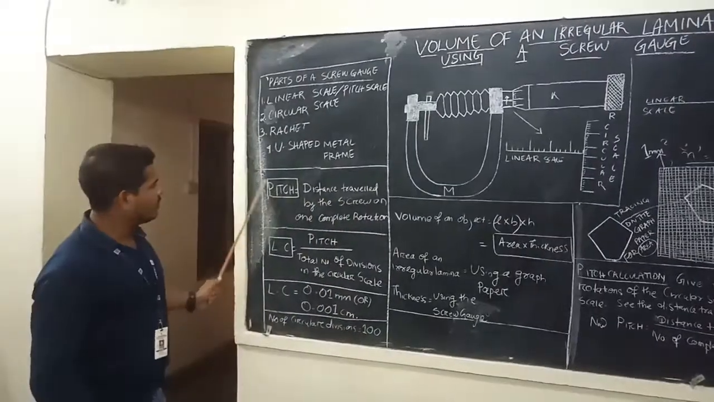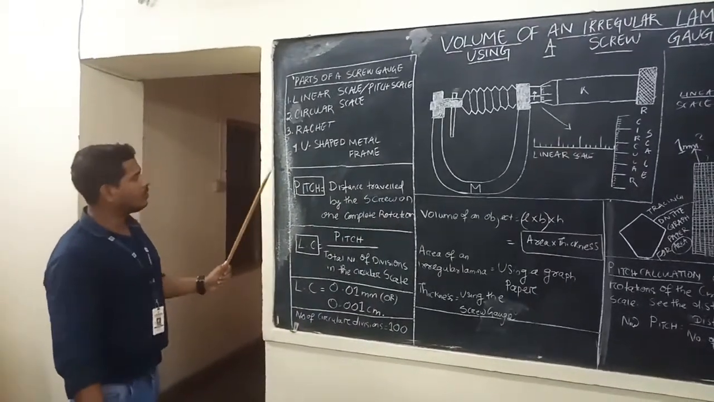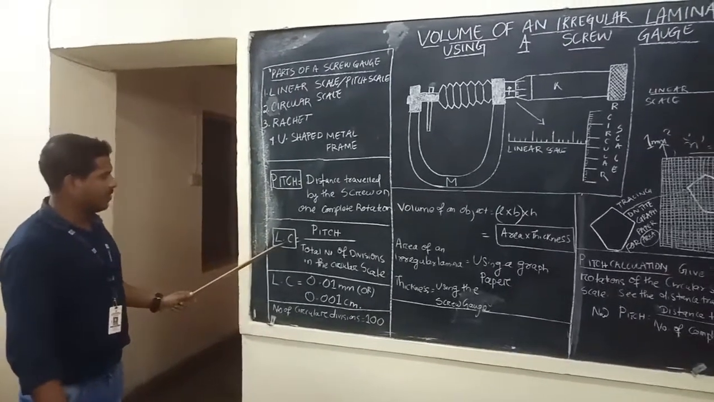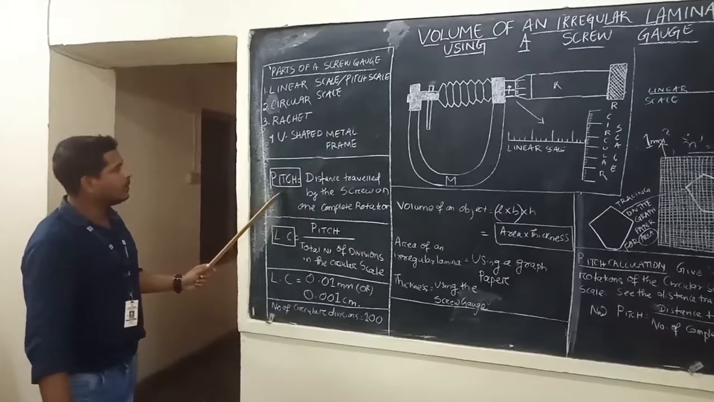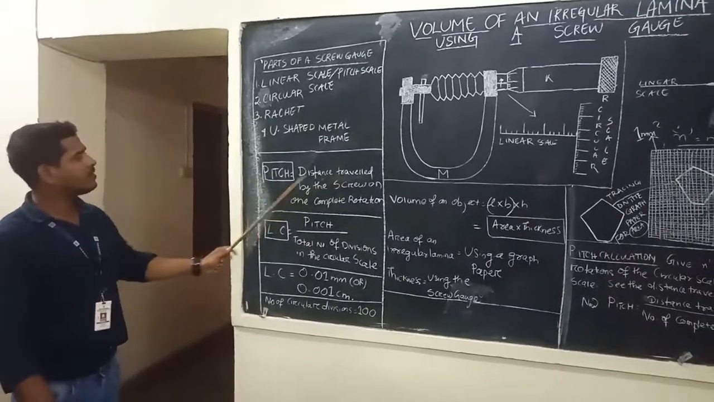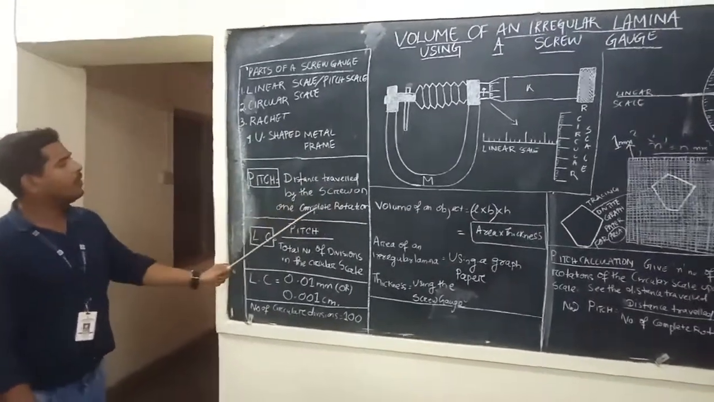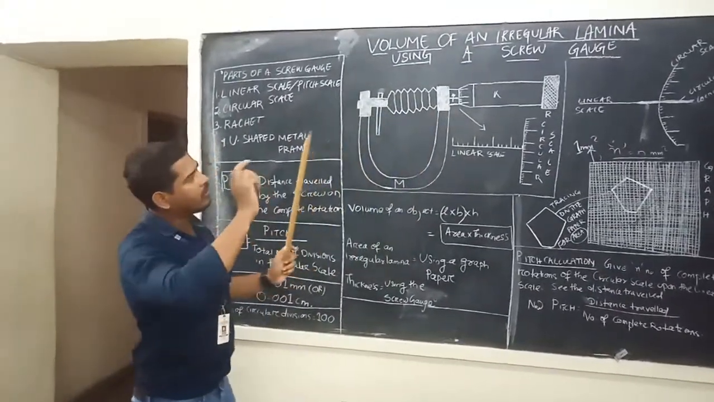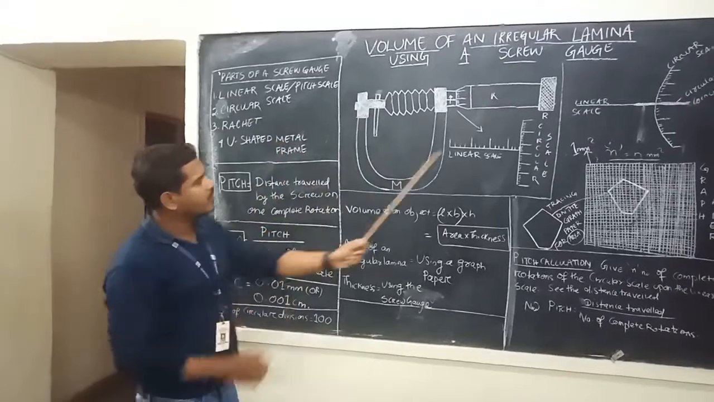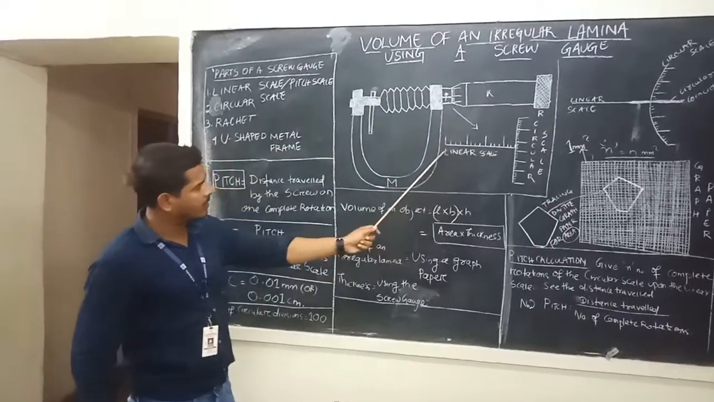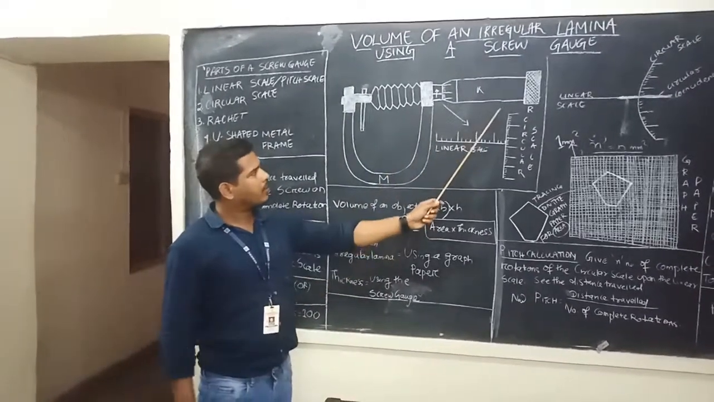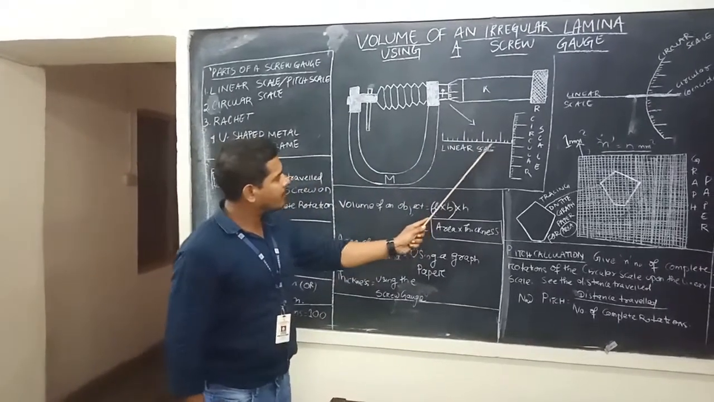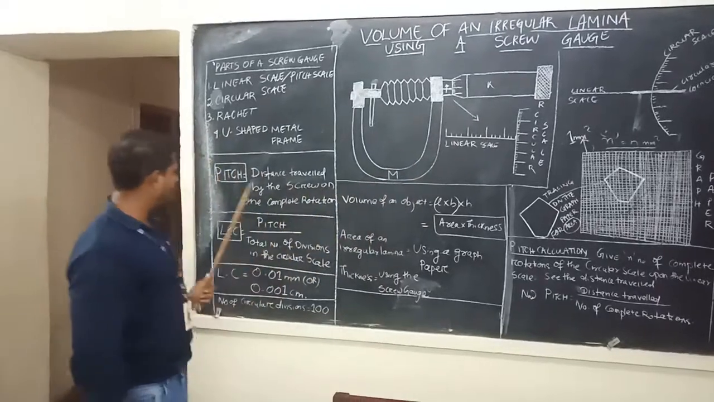Now first, before using the screw gauge, there is some data we should know. One is pitch and one is least count. So what is pitch? Pitch is the distance traveled by the screw in one complete rotation. Now in the screw gauge there is a screw head. When we rotate the screw head, the screw travels some distance over the main scale. How many complete rotations are given to the screw and how much distance it travels along the main scale, that is the pitch.